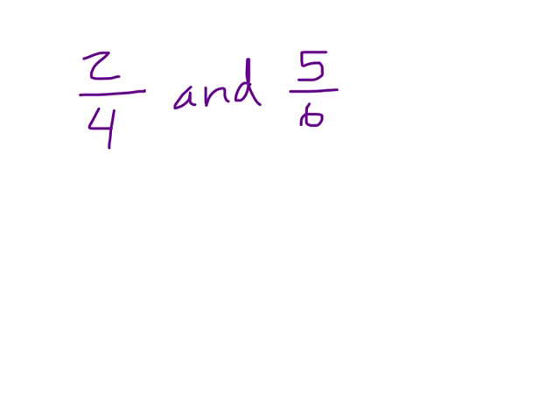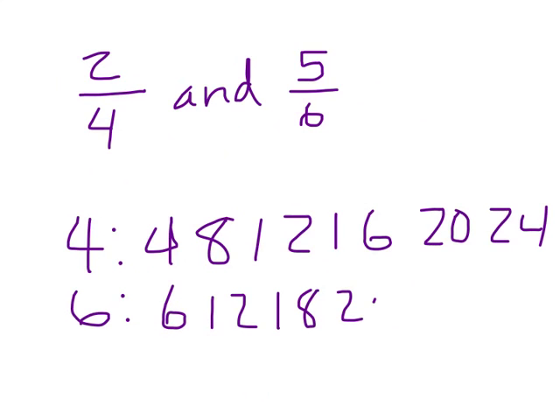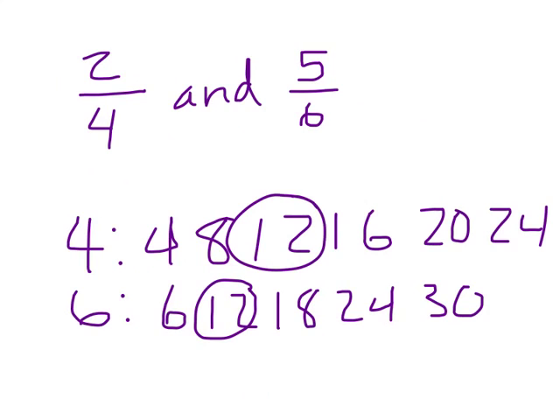Now you try one. What's the least common denominator of 2/4 and 5/6? I hope you got 12. I would list the multiples of each one of my denominators, 4, 8, 12, 16, 20, 24, 6, 12, 18, 24, 30, and find that 12 is the smallest number on both of those lists.